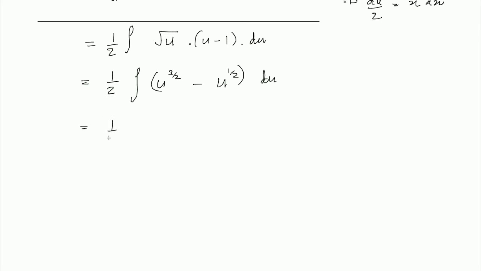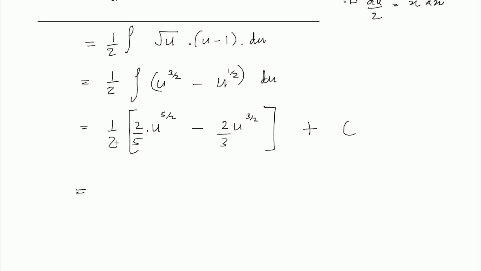Well, this just becomes half, and in brackets u to the power 5 over 2 multiplied by the reciprocal of this power, 2 over 5, minus, this is going to become u to the power 3 over 2 multiplied by the reciprocal. It's going to be 2 over 3. And your constant of integration can be added inside or outside. It's not a problem.